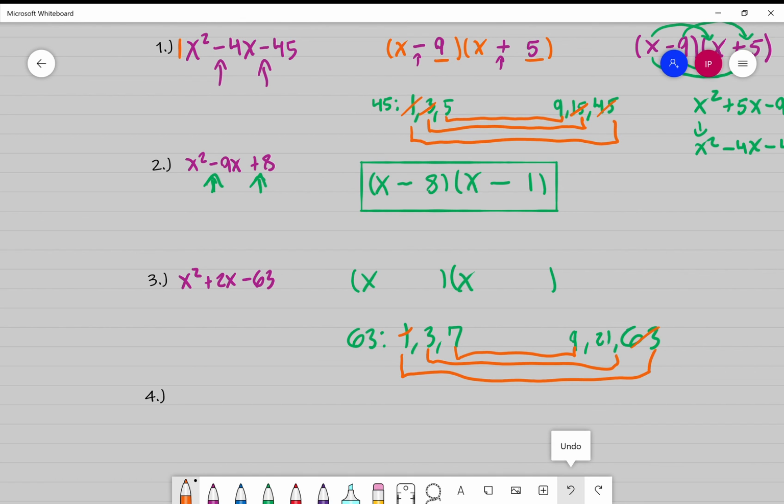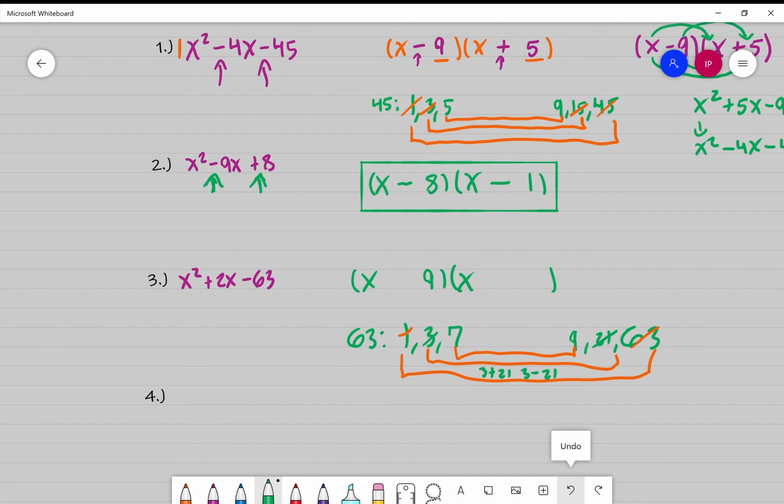And also, you can write under it what they equal, like under the line. So what I mean by that is 3 times 21 is 63. But we can write 3 plus 21 and then 3 minus 21. 3 plus 21 is 24. 3 minus 21 is negative 18. So that doesn't work. So we can mark that out. And then 7 times 9 is 63. 7 plus 9 is 16. 7 minus 9 is negative 2. So we know 9 minus 7 is 2. So that works. So those are the numbers we're going to pick.